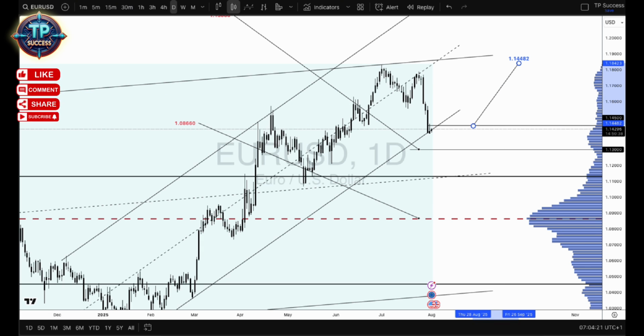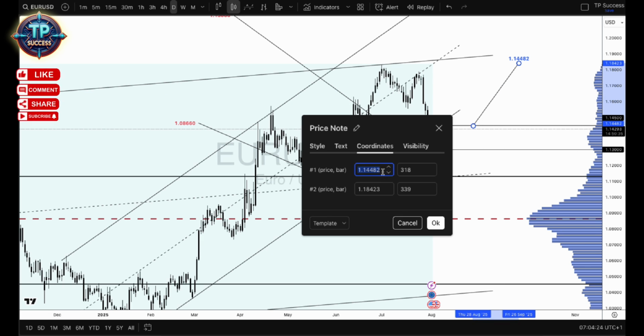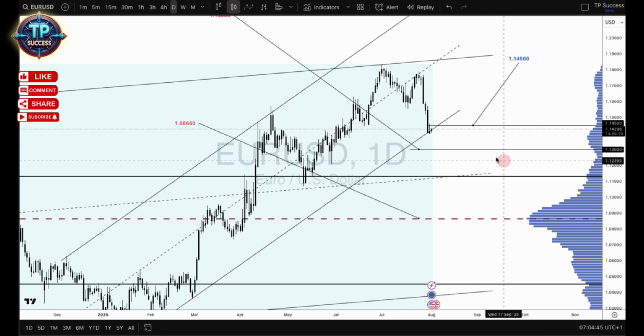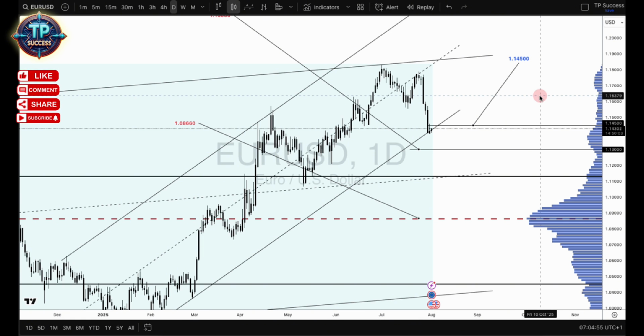Let's just round that off, because I like doing rounding numbers. I think it's just so much better. So at this level right here, which we've now revised to 1.14500, this is where I would most likely be thinking about putting in my buys.